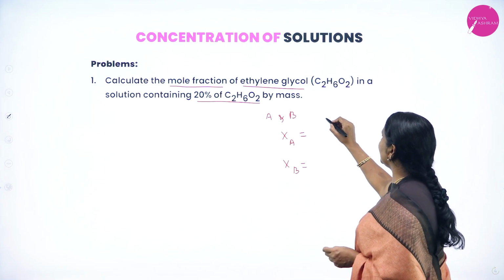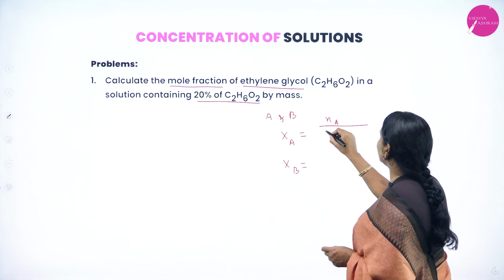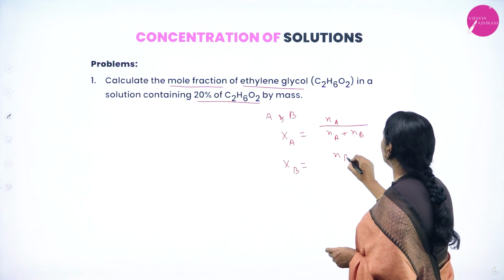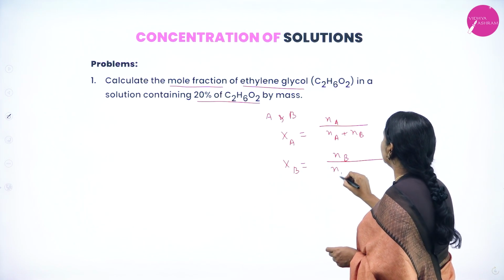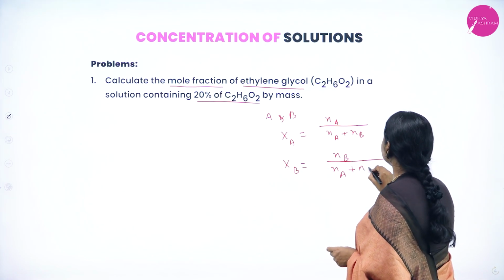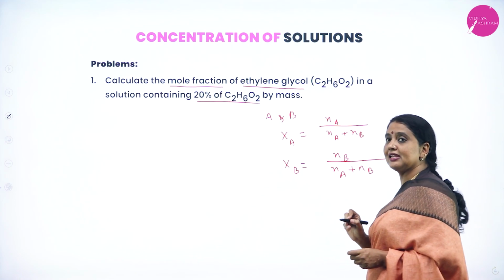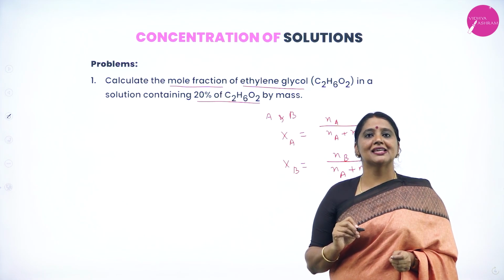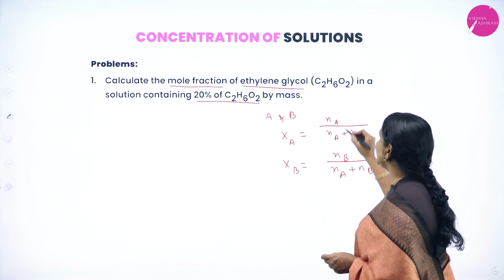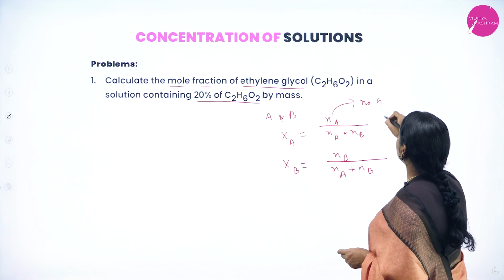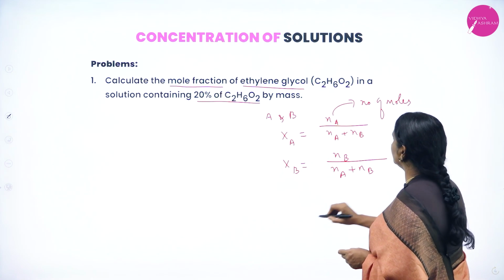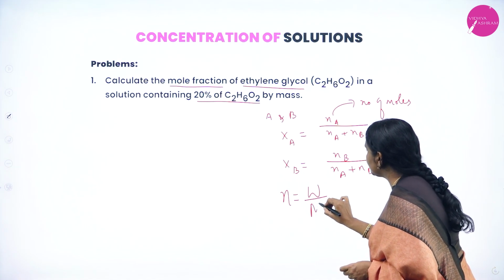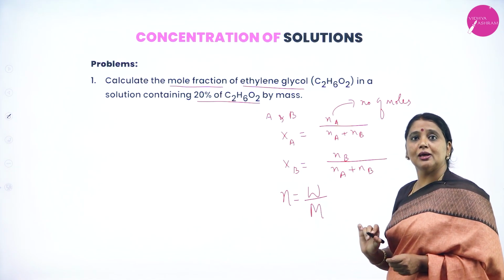Mole fraction of A is calculated as NA divided by NA plus NB. Mole fraction of B is calculated as NB divided by NA plus NB. That is, XA is equal to NA divided by NA plus NB as well as XB is equal to NB divided by NA plus NB. What is N? N stands for number of moles. And how can you calculate number of moles? Number of moles is calculated by using the formula N is equal to W by M.